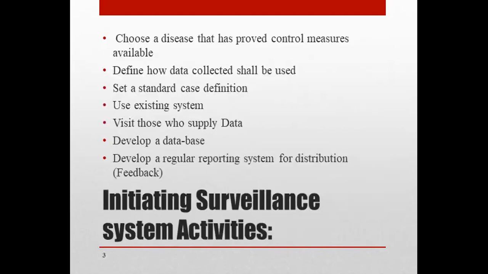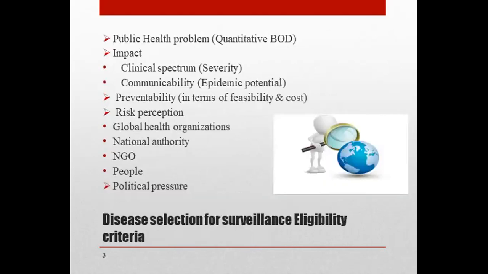Then comes initiating surveillance system activities. It includes choosing a disease that has proven control measures available, defining how data collected should be used, setting a standard case definition, using existing systems, visiting those who supply data, developing a database, and developing a regular reporting system for distribution, for example, feedback.